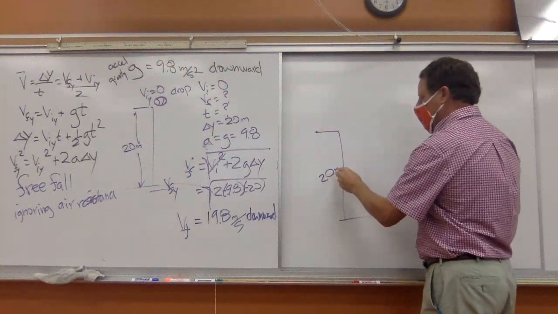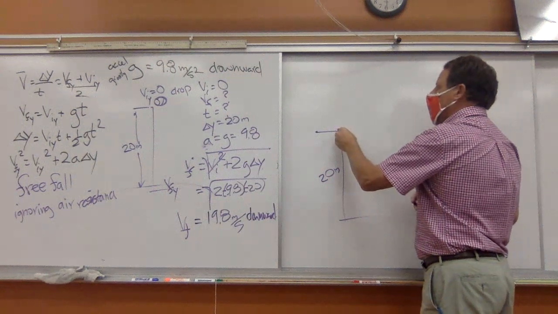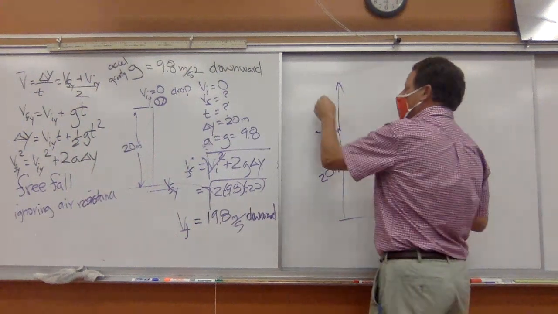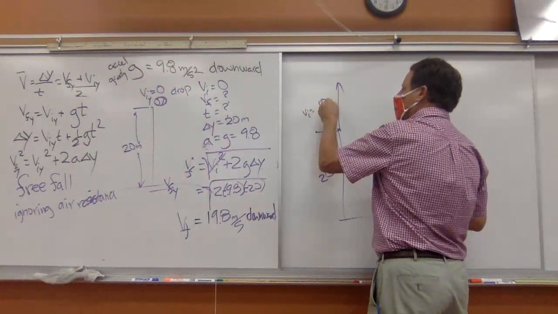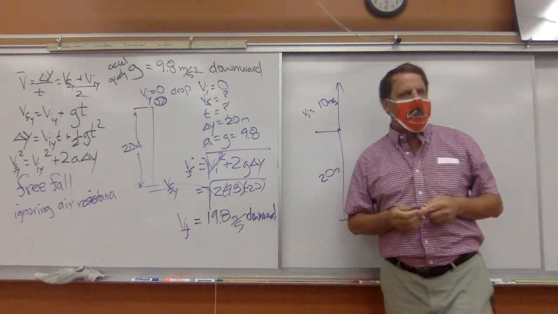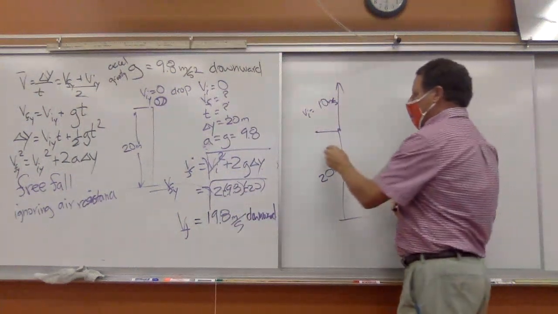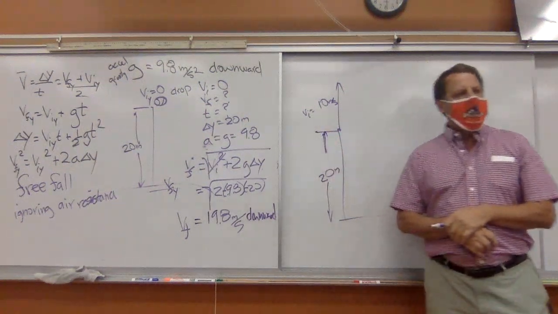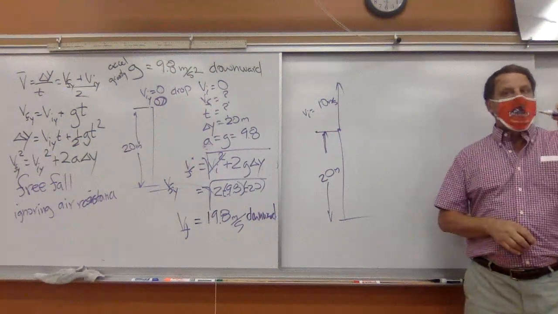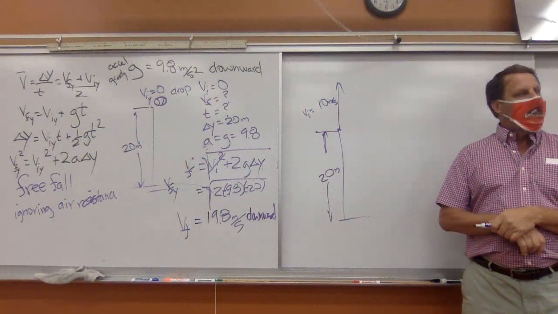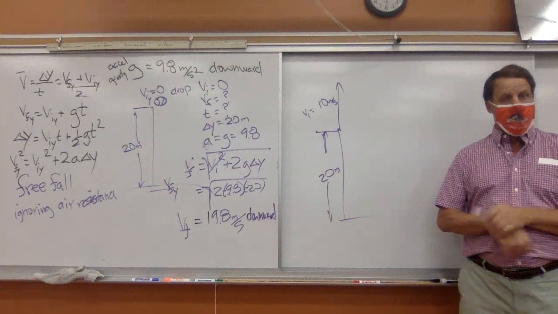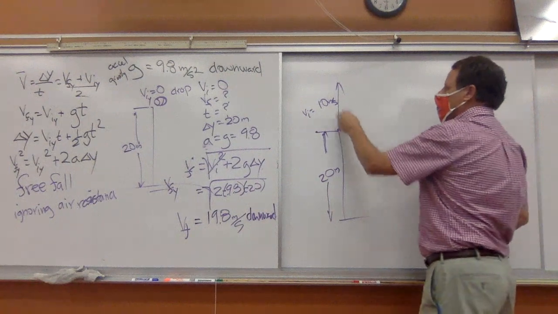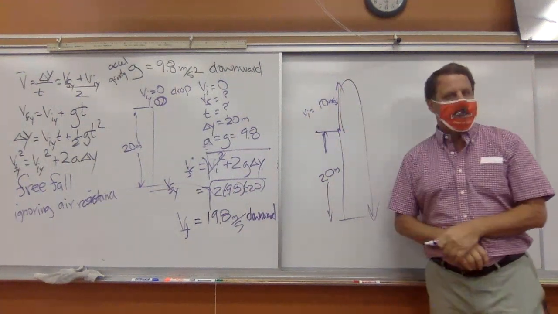Now, let's say that this is 20 meters, and now we take a ball, and we're going to throw it up, let's say, with an initial velocity of 10 meters per second. Okay? And I want to know, how long does it take to get to its very highest point?